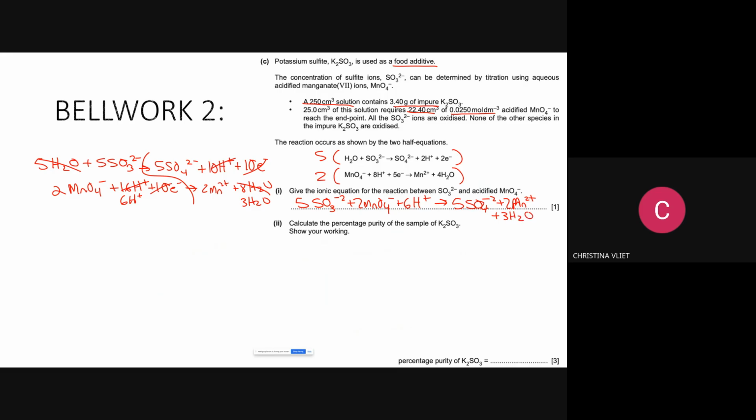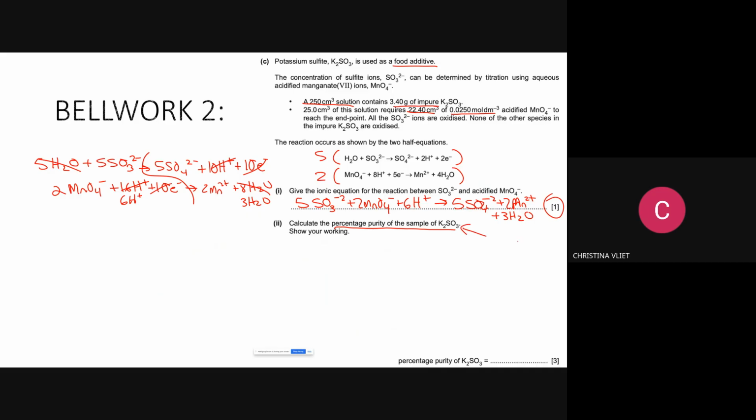And that is worth how many marks? Wow, 1 mark. But you need that mark for the next part because you need it for the titration. The balanced reaction must be used for the titration. So it says calculate the percent purity of the sample of K2SO3. What this means is how much of that impure sample is actually K2SO3.